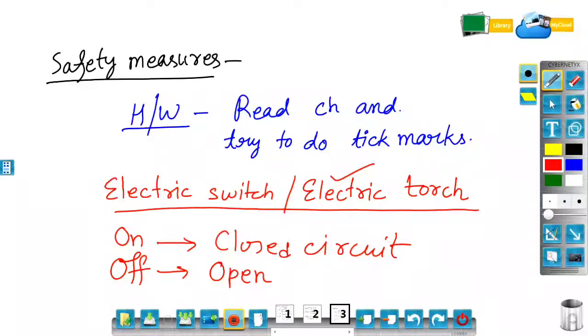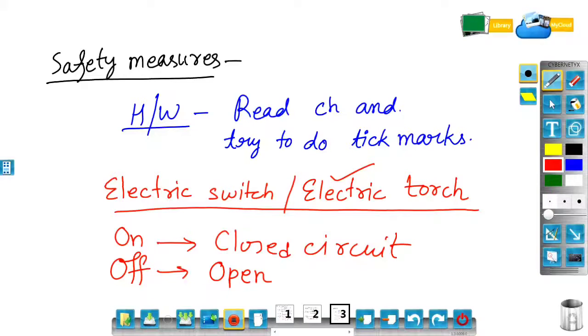Electricity is useful, but it is also dangerous, because our body is a good conductor of electricity and it forms a circuit. That is why we get shocked. So some measures are given here to protect ourselves.